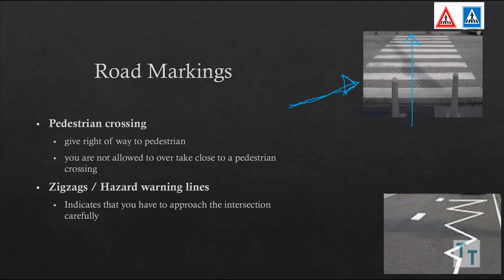Zigzags or hazard warning lines. This line indicates that you have to approach the intersection carefully. This zigzag line is placed before a dangerous crossing junction. A dangerous crossing junction means that your view is limited and you might not see other drivers or road users in advance.